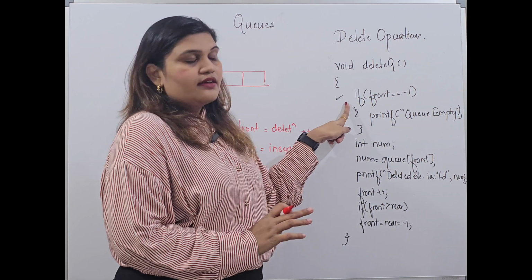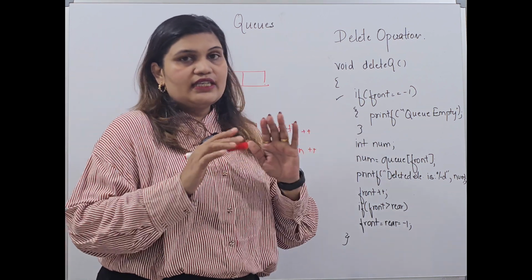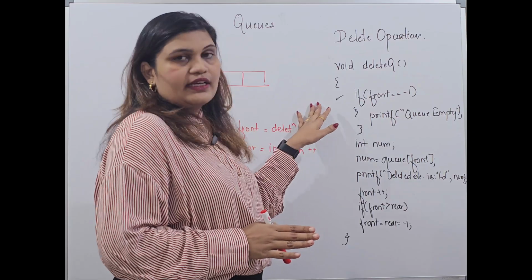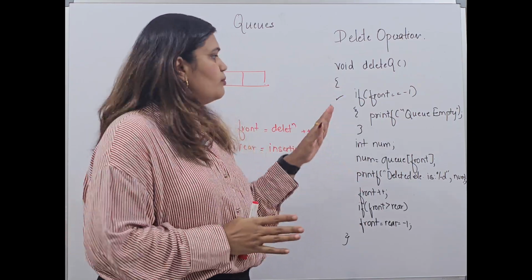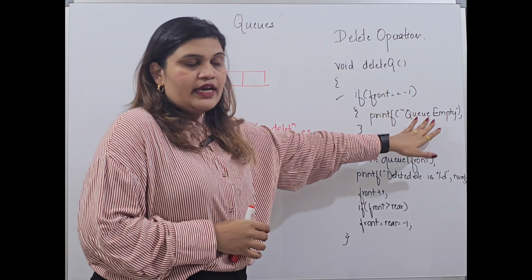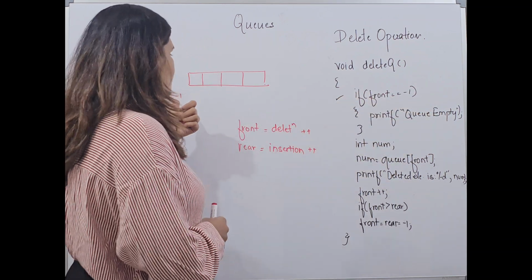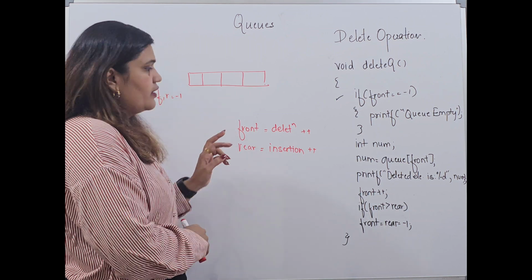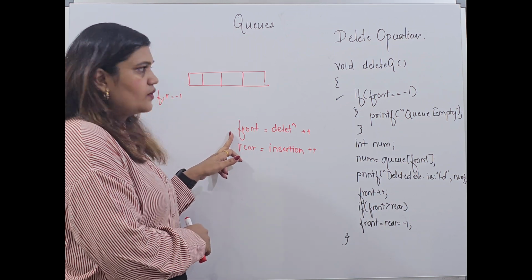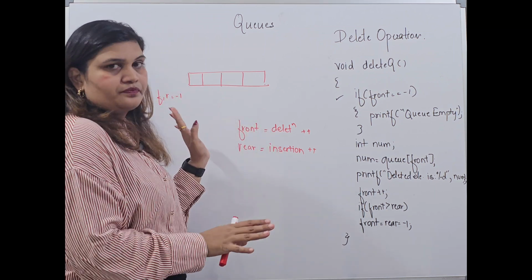So here I'm checking the condition of is empty. Why? Because if I'm deleting an element and if there are no elements in my queue, I need to check that. I need not keep on pulling out the element. If there are no elements, it should show me a message that queue is empty. And when will I know my queue is empty? When my front is equal to -1. Rear is used for insertion, so we are not checking rear, we are checking front. So if my front is -1, that means my queue is empty.